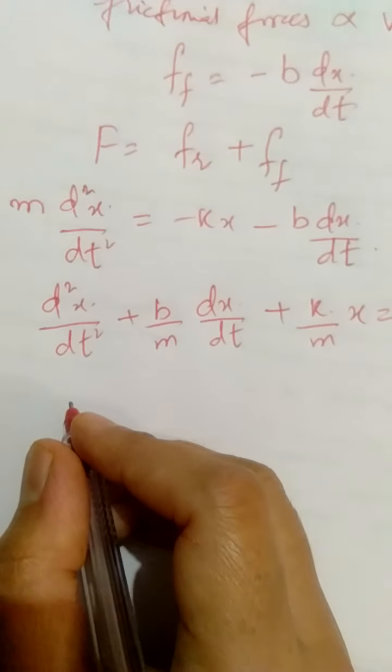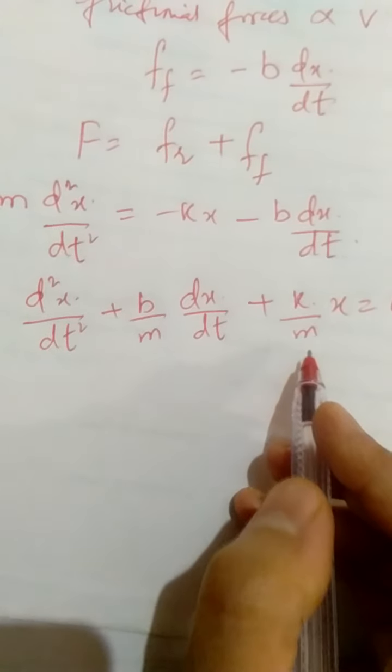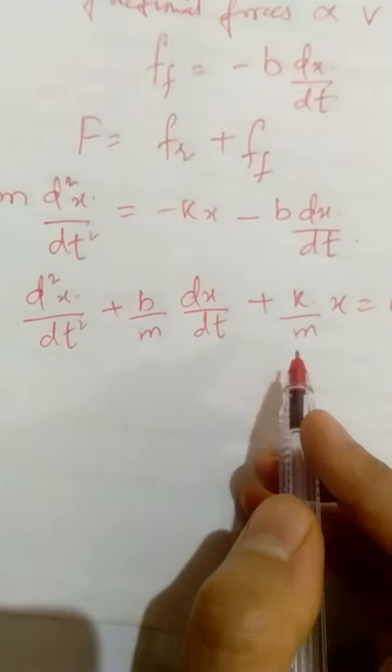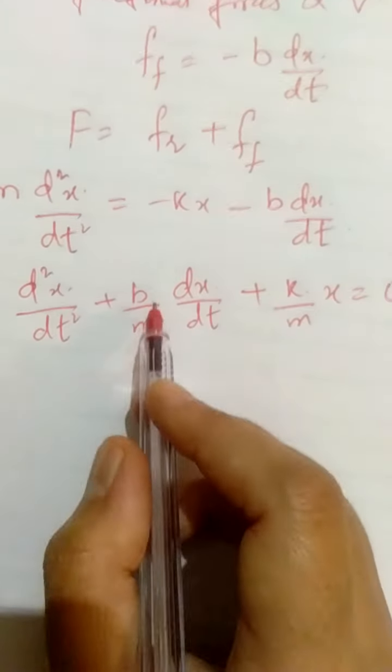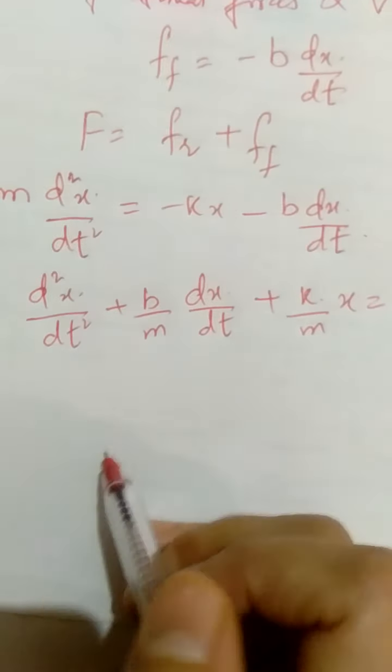Now we can make certain substitutions. For k by m, we can put omega square, where omega is the angular frequency. You have already done that. So b by m is another constant. b is a constant, m is a constant, so b by m will be another constant.